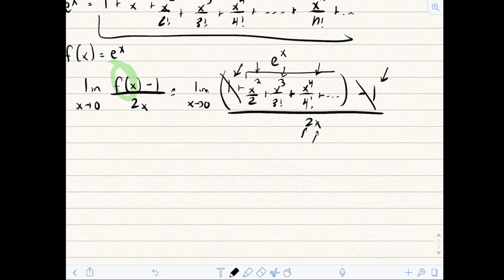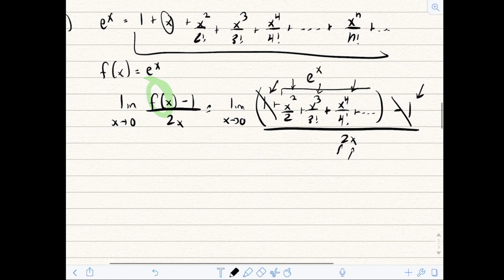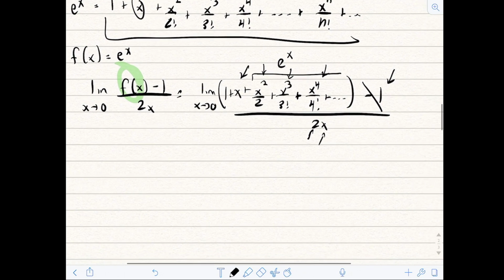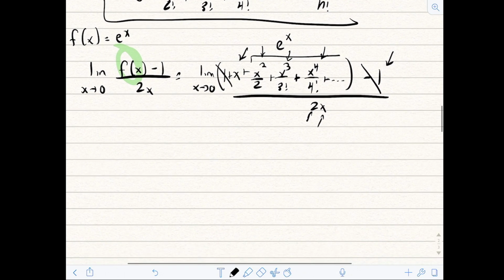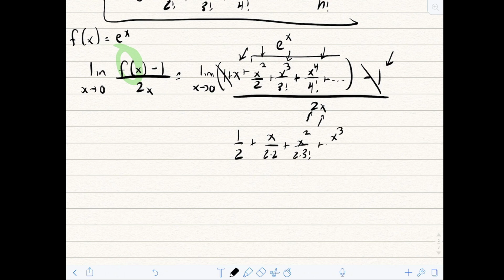I'm missing a term. Oh, I'm missing x, which is actually kind of by far the most important one. So I'm going to have 1 plus x. So yet again, same deal, right? The 1's cancel. So if I do x divided by x, that gives me 1 over 2 plus x over 2 times 2 plus x to the second over 2 times 3 factorial plus x to the third over 2 times 4 factorial, and so on and so forth.